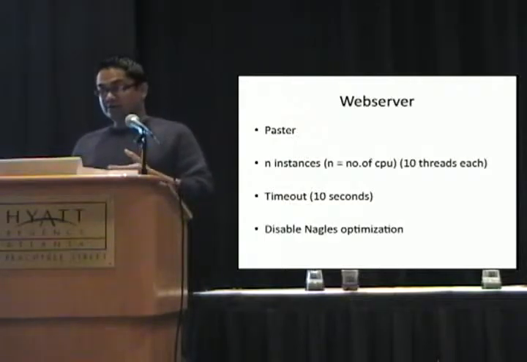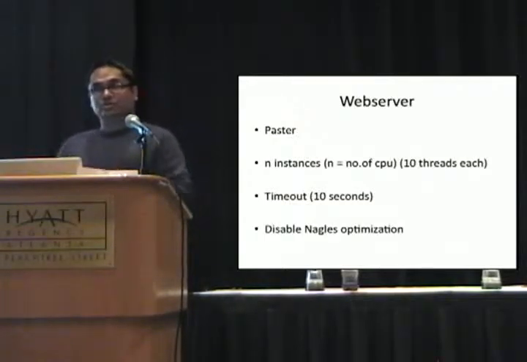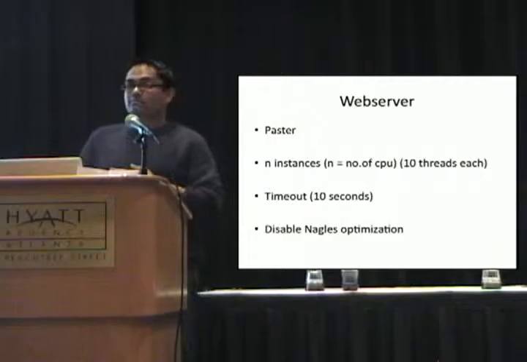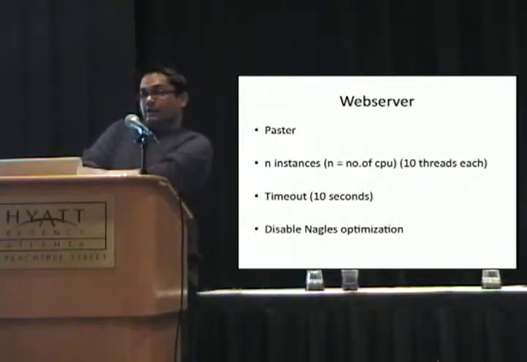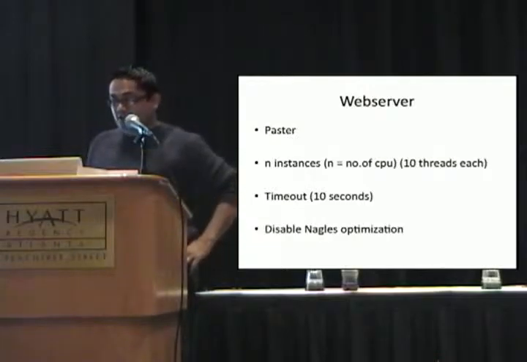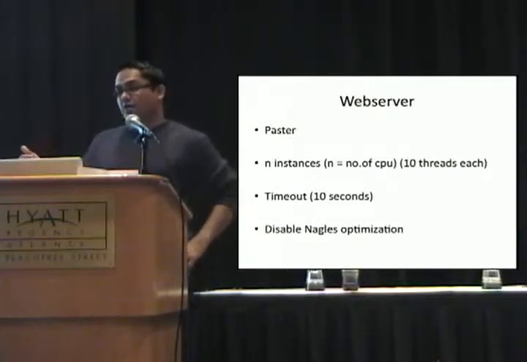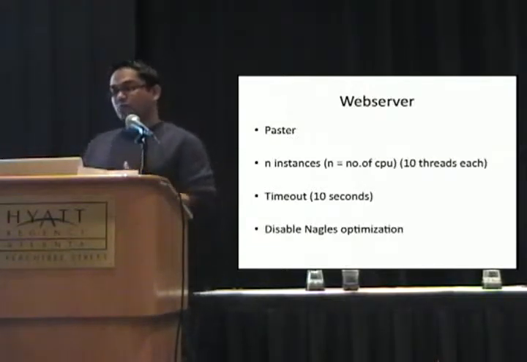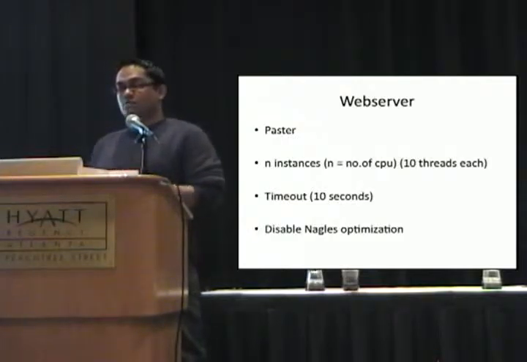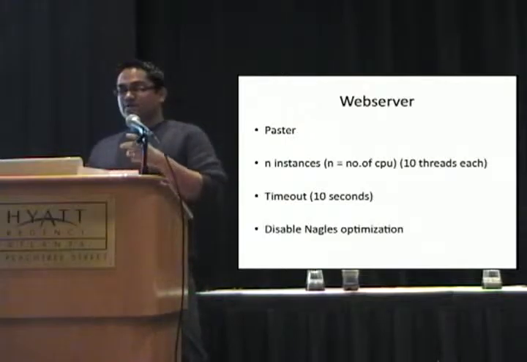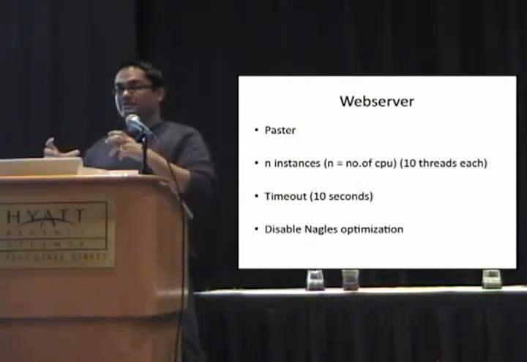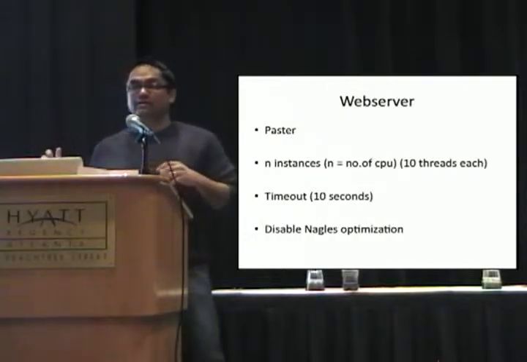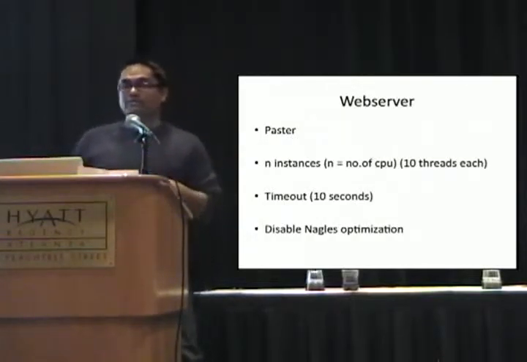We also disable Nagle's optimization, or Nagle's algorithm. I don't know if some of you know about this, but it's one of those things that were done in the late 90s in TCP to provide congestion control. In the TCP layer, they wait for packets to batch up before sending the response back to the client.